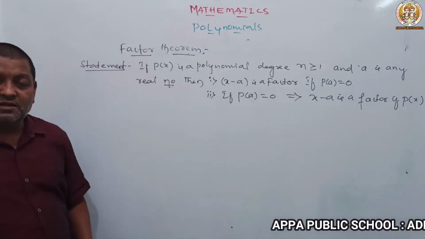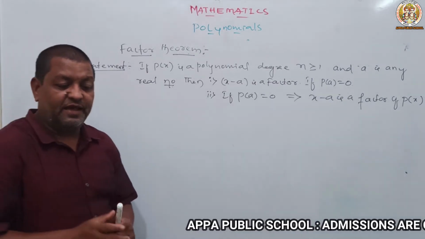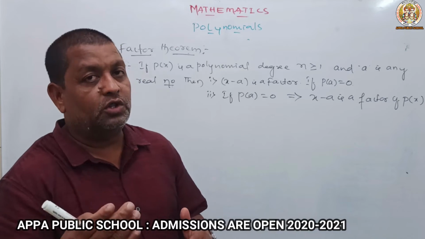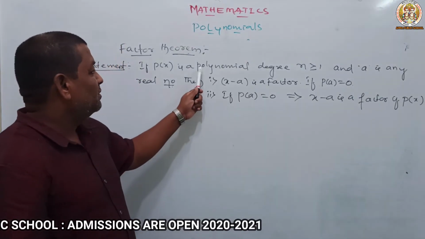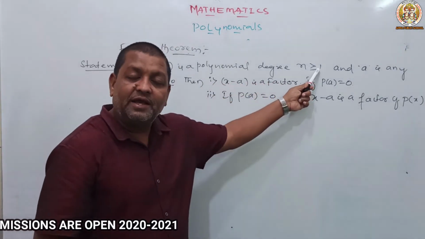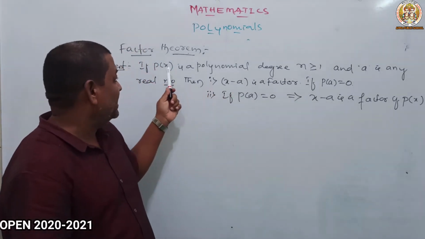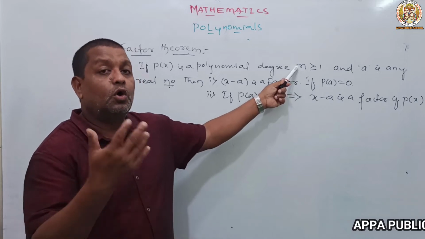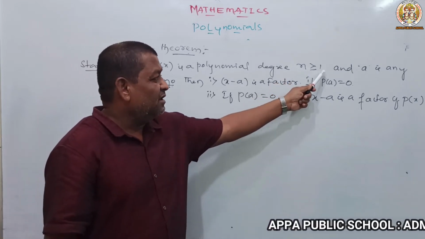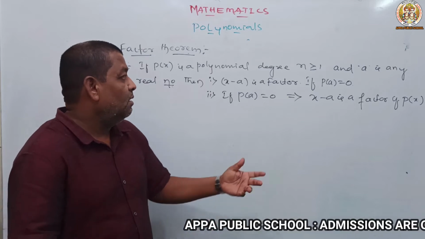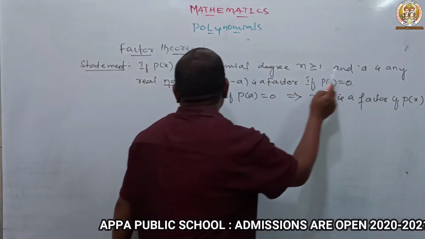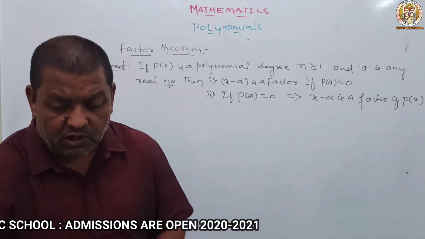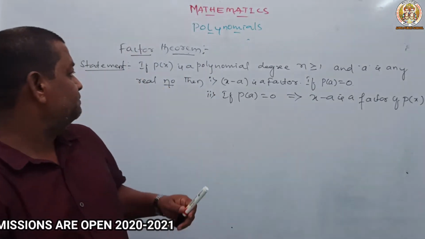So let me explain the statement. It is saying p of x is a polynomial of degree equal to or more than 1. It is a polynomial in x. Degree must be equal to 1 or more than 1, that is n greater than or equal to 1. As usual, a is any real number. So a is a constant. Real number means it is totally constant.